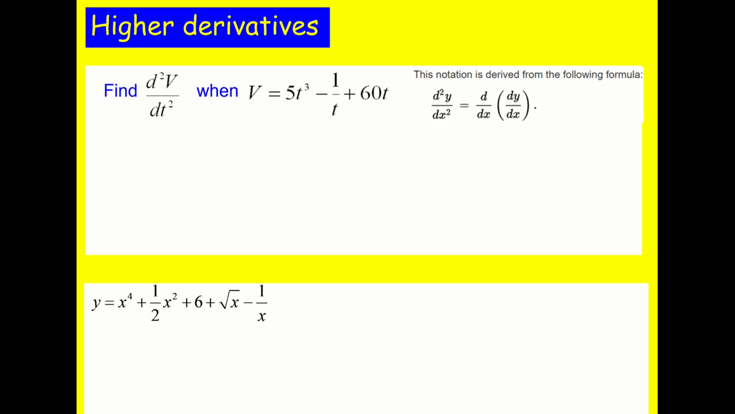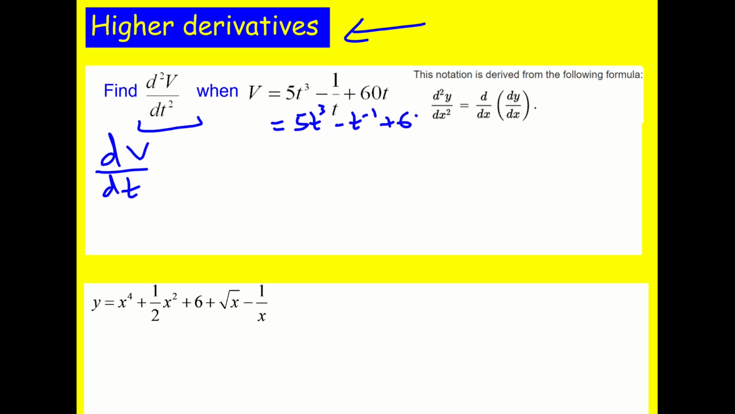Today we're going to look at higher derivatives. So what do you think this thing here means? Well, what it actually means is that we can differentiate once, and I know I've got v and t here, but it's the same idea as when I've got x and y. First of all, I need to write it in terms of powers. And then I can differentiate it.